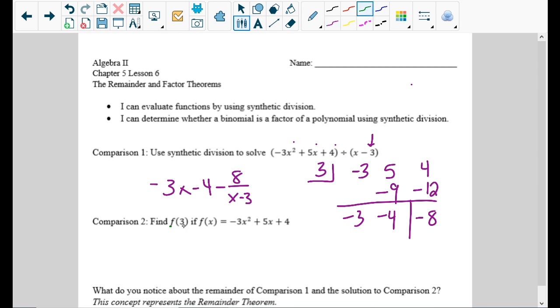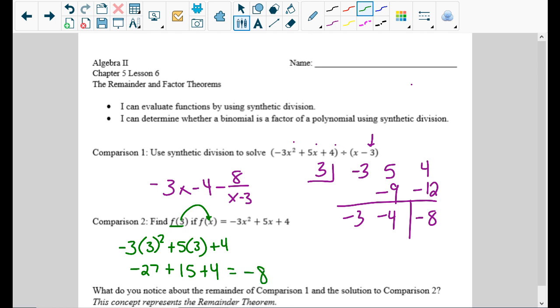So we're going to take this f of 3. We're going to take this 3 and plug it into my x, into my expression here. So negative 3 times 3 squared plus 5 times 3 plus 4. Well, 3 squared is 9. 9 times negative 3 is negative 27. 5 times 3 is 15. And if I add those all together, I end up with negative 8.